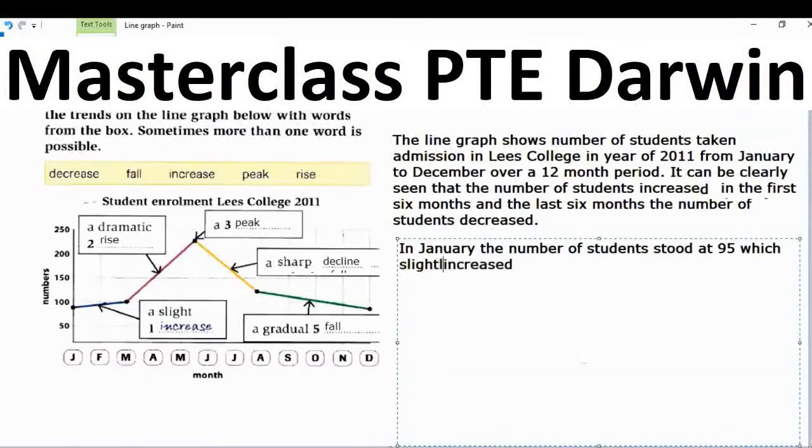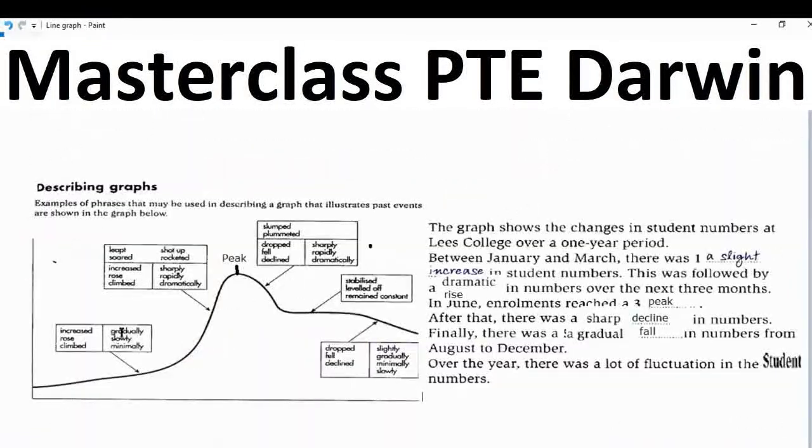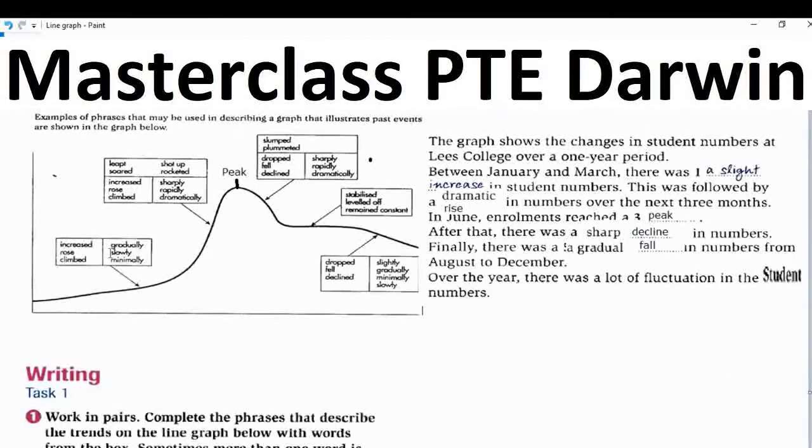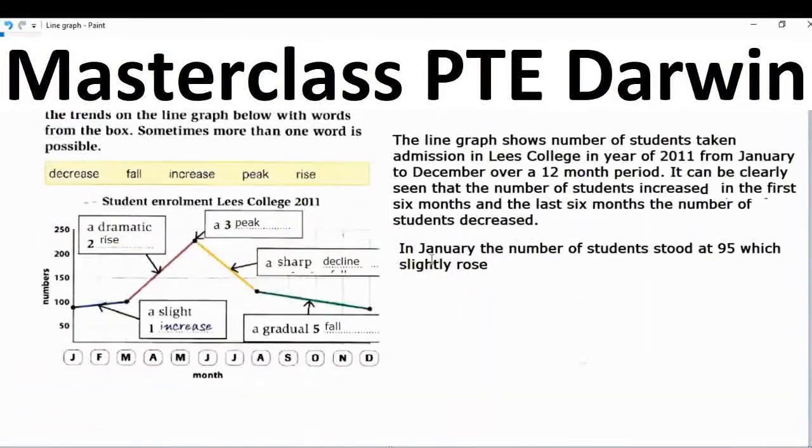Slightly. Yes, very good. Slightly. So we have used increased in the upper portion. So what can we use instead of increase? Slightly rise. Rise. Okay, so rise is a present form. What would be the past form of rise? Rose. Slightly rose. Oh, rose, okay. So you see like that, we have seen here: slightly climbed, slightly rose, slightly increased, you see? Okay. So gradually, minimally, slowly, you can use slowly as well. Okay. So slightly rose.